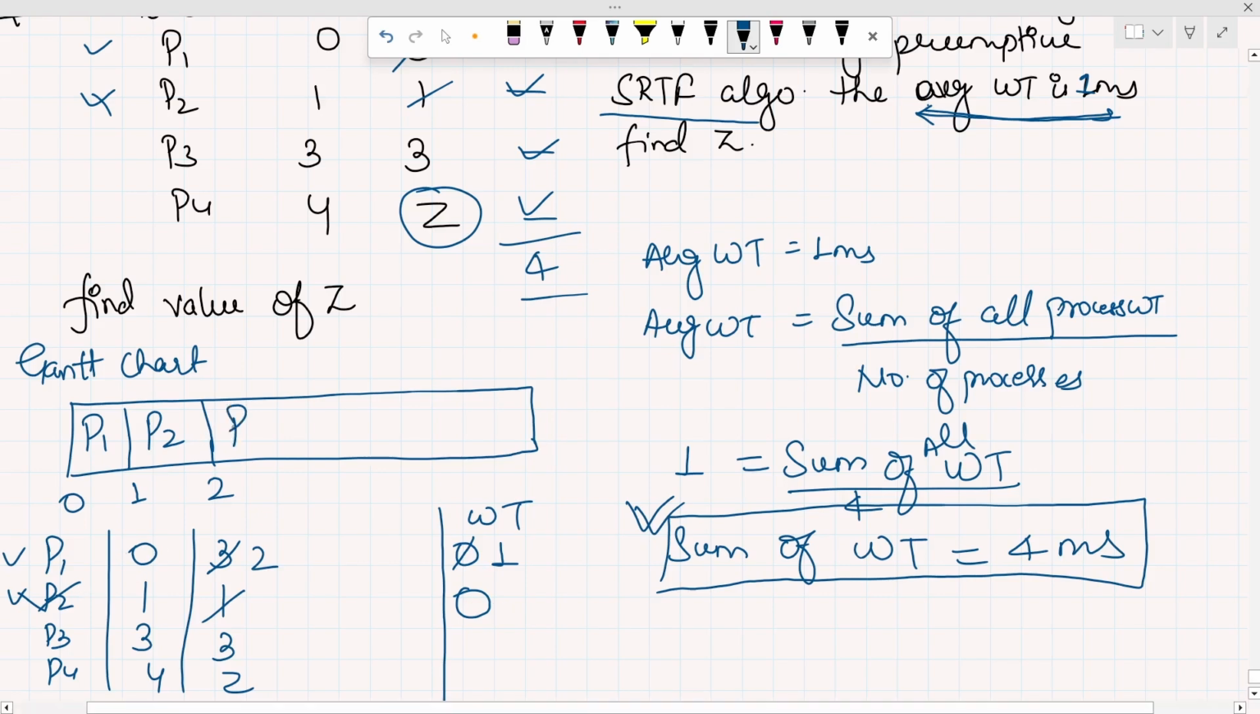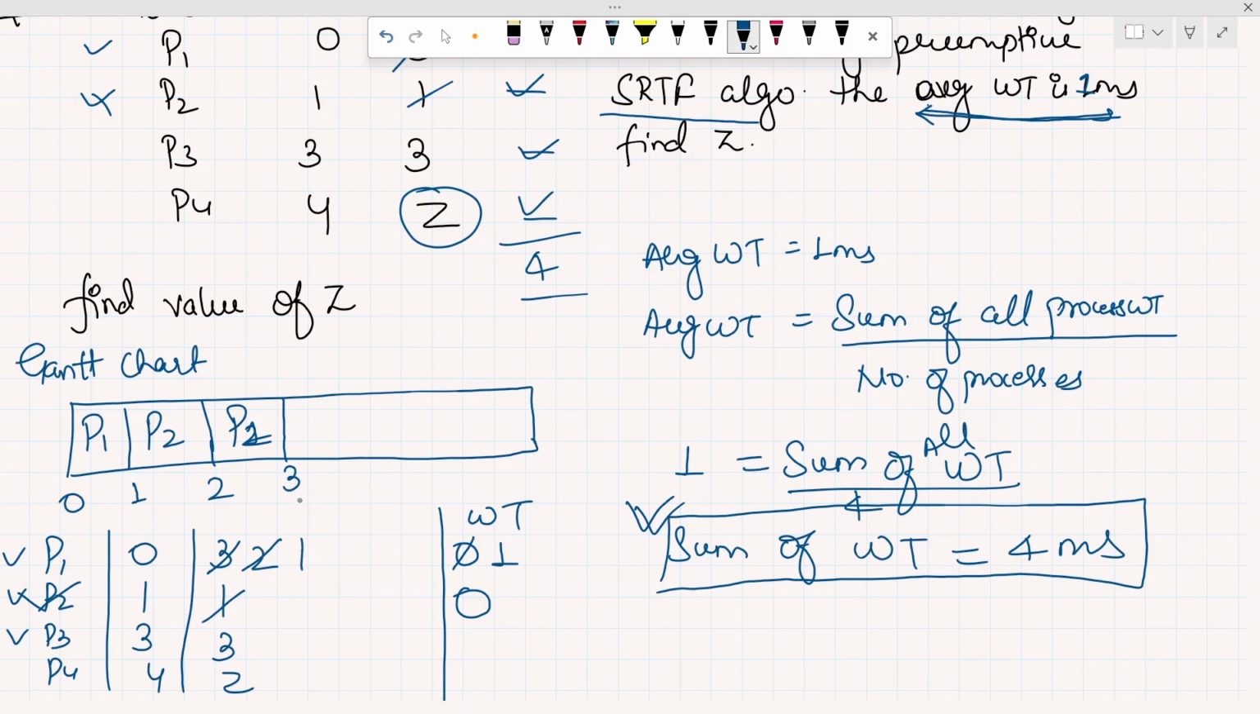Now P1 gets the CPU, only for 1 unit of time, from 2 to 3. The burst time left is 1. Why does it execute only 1? Because at 3 we have one more process available, which is P3. Now we have two processes available, P1 and P3. We have to solve this by the SRTF scheduling algorithm, so whoever has the smallest burst time gets the CPU. Between 1 and 3, definitely 1 is smaller.